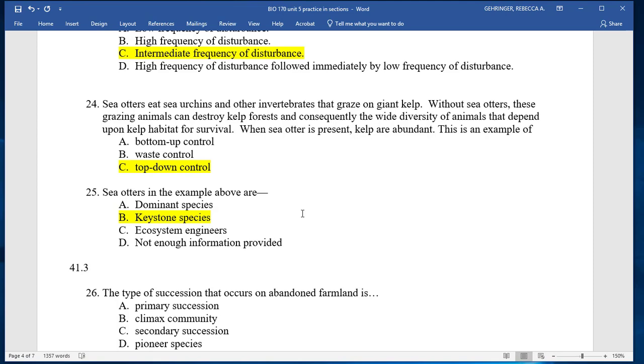What's a dominant species? That's the species that is the most numerous. And then an ecosystem engineer, that is a species that's literally physically changing the environment. I think beaver is the easiest example to think of with an ecosystem engineer because they're literally building dams and changing the way water flows.